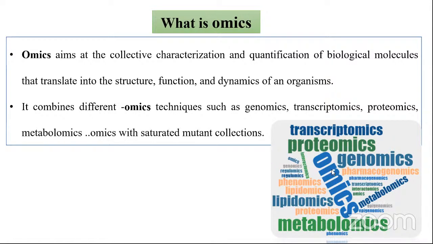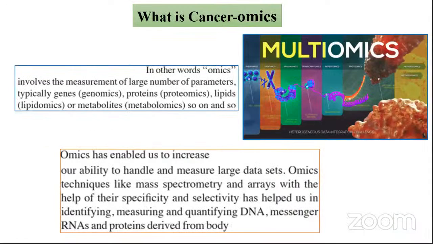So likewise, we have a number of studies, but right now we are going to cover four techniques. Before understanding what genomics, proteomics, transcriptomics, and metabolomics are, first we have to know what cancer omics is. In other words, omics involves the measurement of a large number of parameters. So definitely we are going to study big data, because we are studying omics-level data.